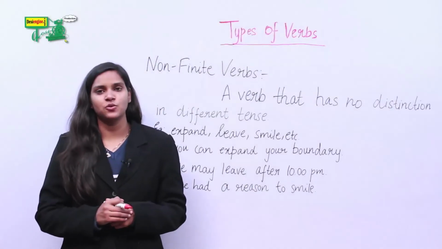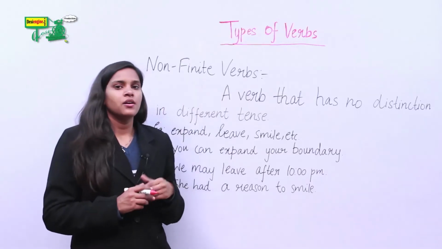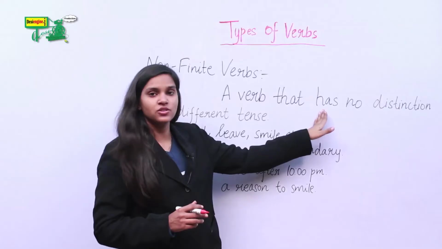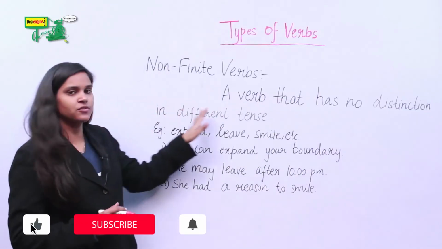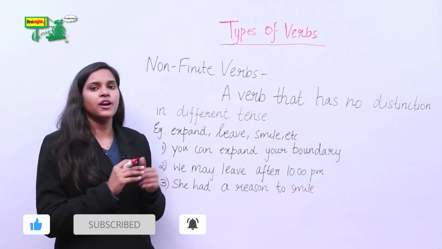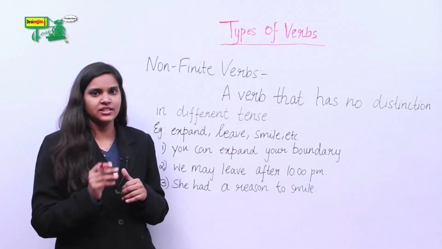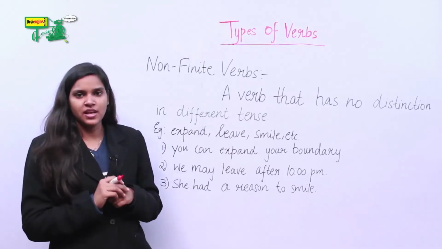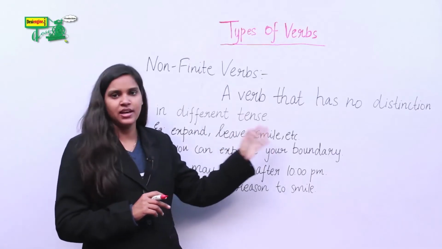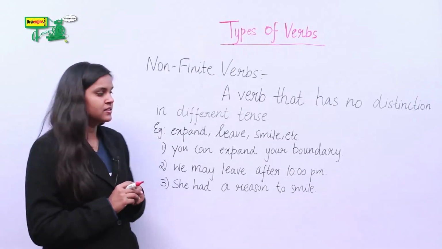Let's do the next kind of verb, and it is non-finite verbs. Non-finite verbs are verbs that have no distinction in different tense. That is, unlike the finite verbs, non-finite verbs do not change with changes in the tense of the sentence. A few examples are expand, leave, smile, etc. Let's take a look at a few example sentences.